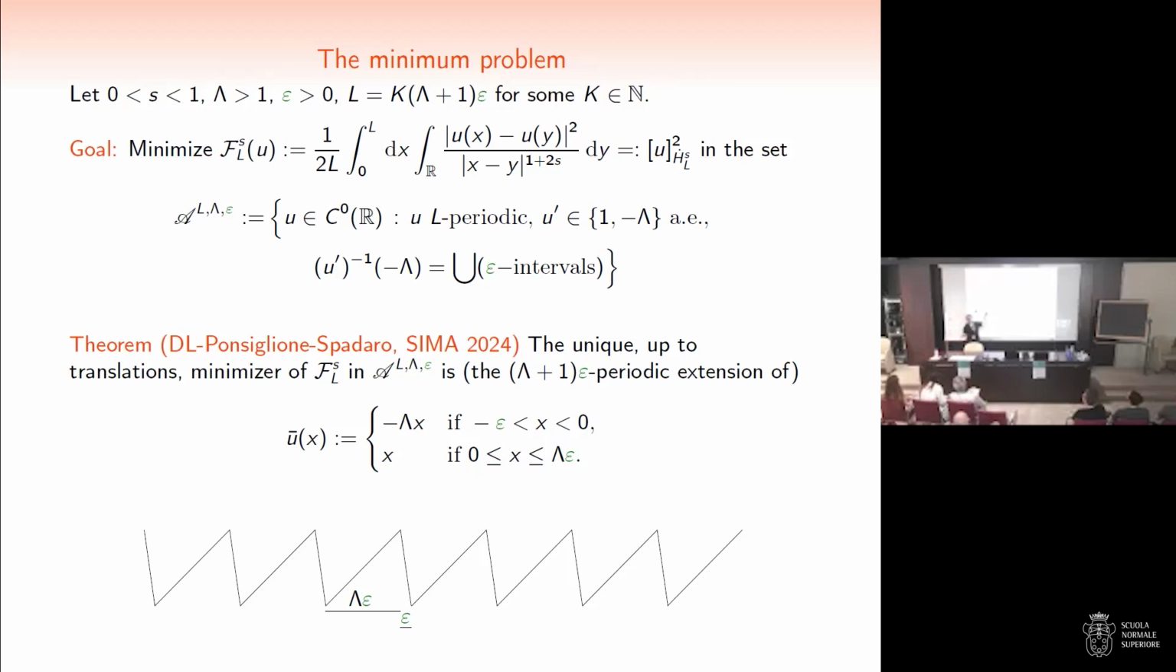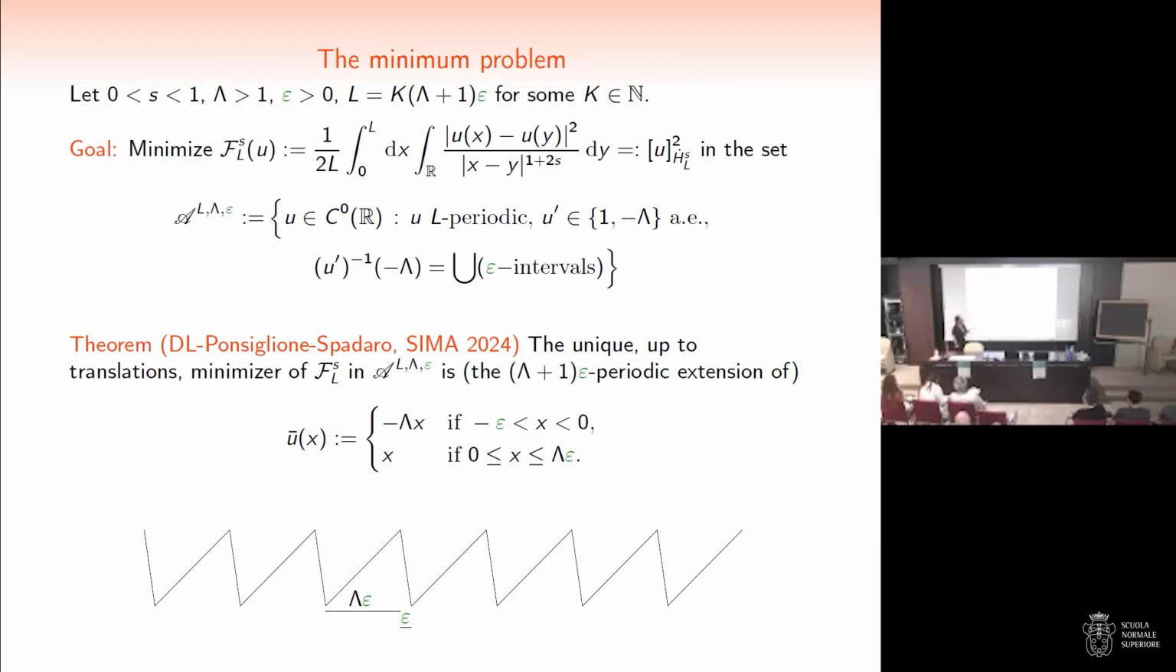I want to see something that is periodic. And so I put myself in the case that capital L, the periodicity that I'm assuming a priori, is a multiple of the period that I want to see. My goal is to minimize this energy, the fractional Gagliardo seminorm, in this set: the functions that are piecewise affine, capital L periodic, that can have only 2 slopes, and for which the region of the negative slope is quantized by epsilon.